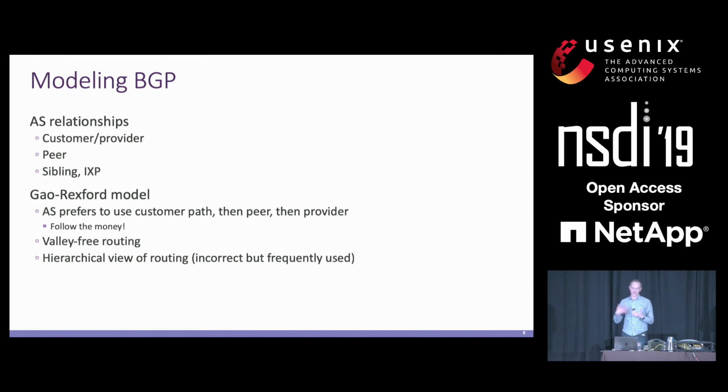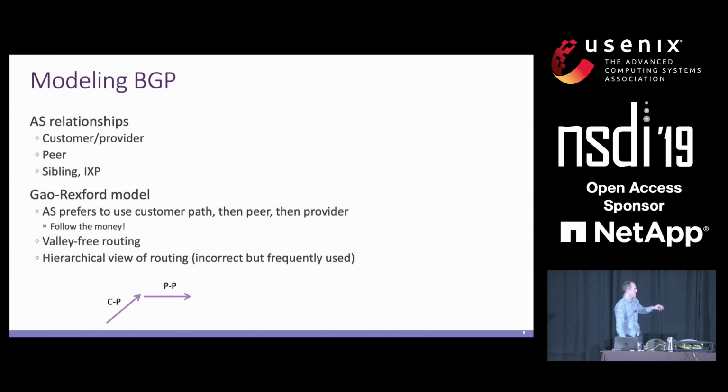And the idea here is that an AS, which is another word for an ISP, prefers to use a customer path. So they prefer to make money from a customer. Next, they try to peer. So they try to find something that will cost them no money. And then at the end, we'll try to use a provider path, something that costs them money. Generally speaking, this is what is called valley-free routing.